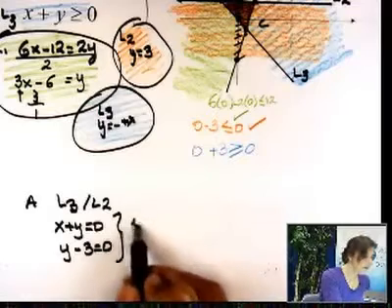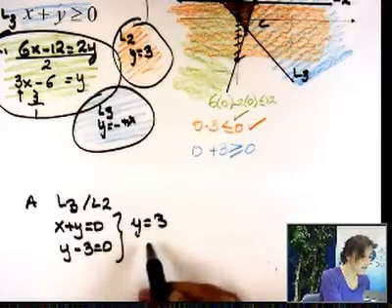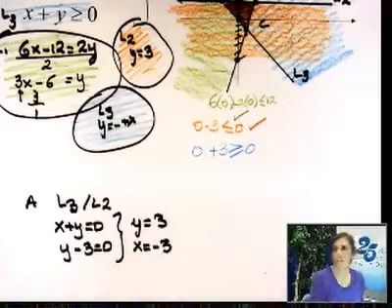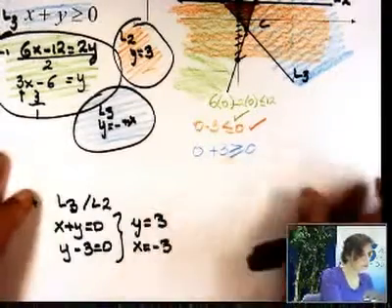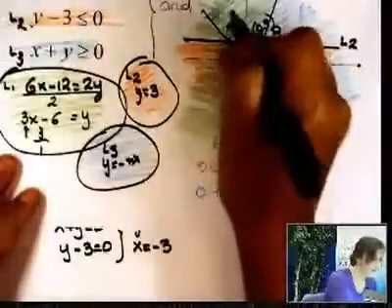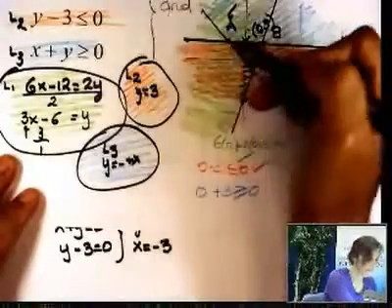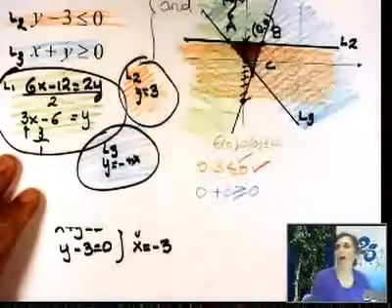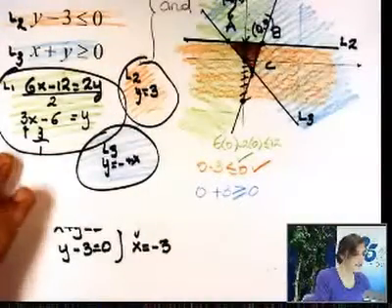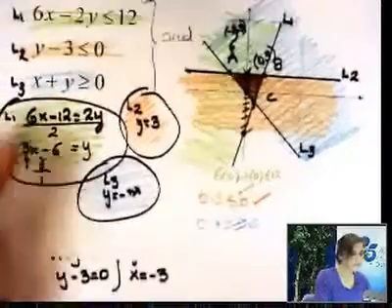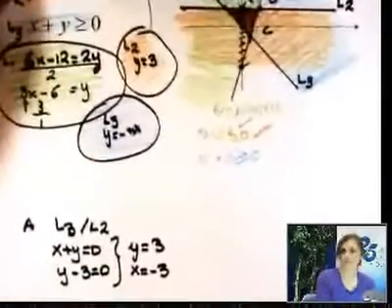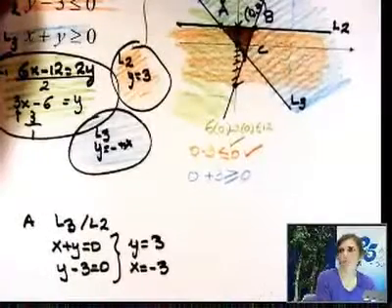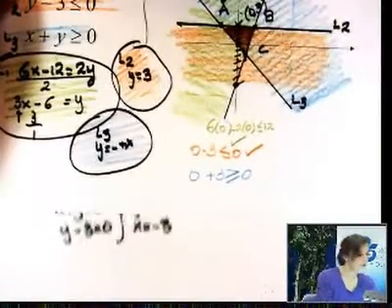Yes, that gives me y equals 3, and then that will give me x equals negative 3. What does that mean? So this A is going to be negative 3, 3. It looks like I drew it okay. Let's look at B. So A is given by L3 and L2. So let's do B.